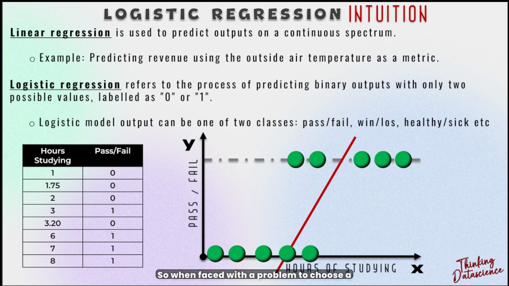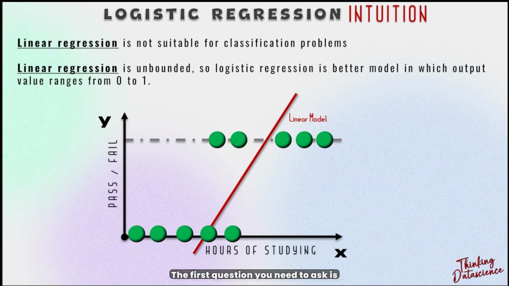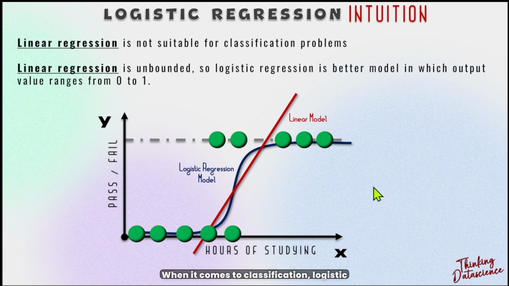So when faced with a problem, should we use linear regression or logistic regression? The first question you need to ask is, what does the output look like, continuous or binary? If you have multiple values or parameters such as revenue and you need to predict something continuous like salary, then you may need to use linear regression or even polynomial regression to ensure that the output is also continuous. This will allow you to more accurately predict continuous outcomes. When it comes to classification, logistic regression is the way to go if your output is binary. For example, 0 or 1, pass or fail, or whether a customer bought a car or not. So here linear regression won't work.